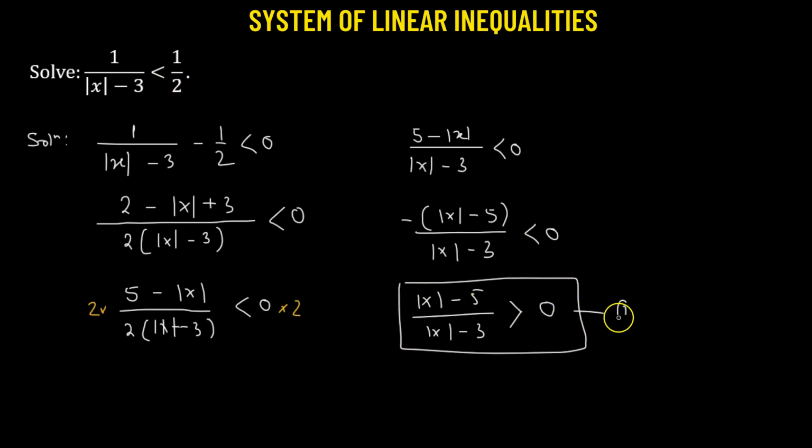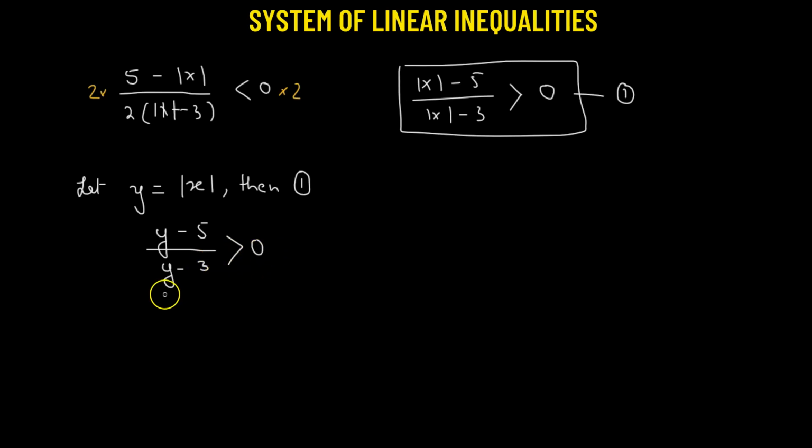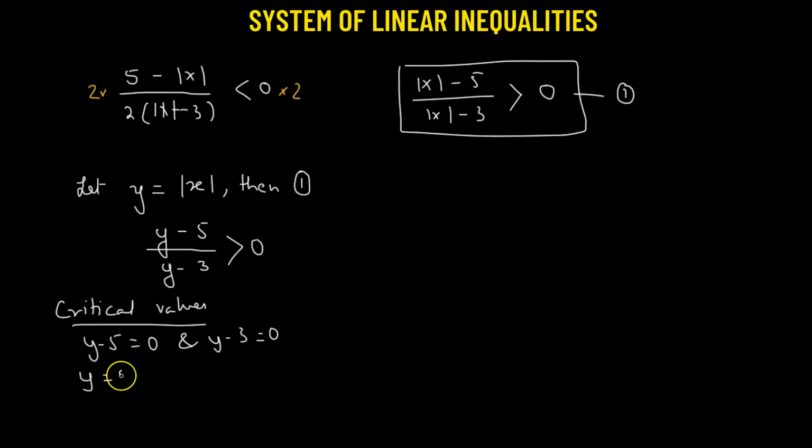So we'll try to solve this particular inequation. To do that, we are going to make an assumption here. Suppose that y is equal to the absolute value of x. Then this becomes y minus 5 divided by y minus 3, greater than 0. What we'll do, we'll consider critical values. Critical values are those values of y for which the numerator goes to 0 and the denominator also goes to 0. So we have y equals 5 and y equals 3. So these are the two critical values.